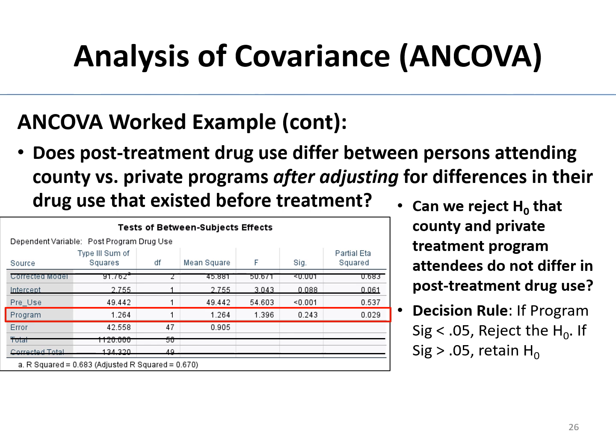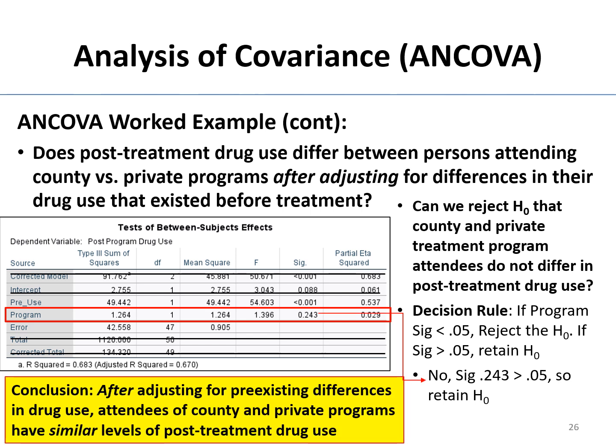That is, there's a difference between post-treatment drug use for those who went to county and those who went to private, which is another way of saying there's a difference in effectiveness. If sig's greater than 0.05, we're going to retain the null. There's no difference in the post-treatment drug use of those who went to county and those who went to private programs. In this case, our sig of 0.243 is greater than 0.05, so we are going to retain the null. That is, after we adjust for baseline levels of drug use, there's no significant difference between those who go to county and those who go to private in their post-treatment drug use.